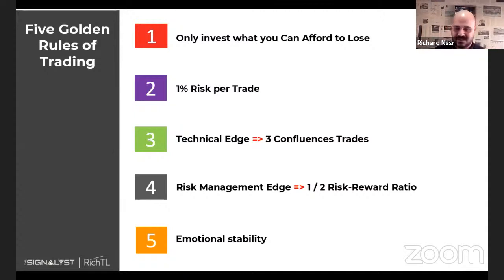This way you will have more than a 50% win rate, and a 50% win rate is actually amazing if you follow rule number 4. Rule number 4 is risk management edge, which is to always target double our stop loss size.